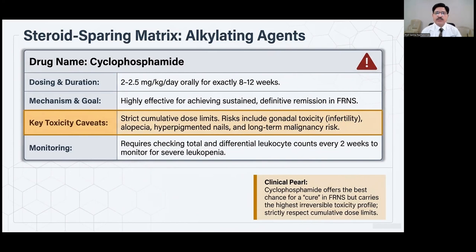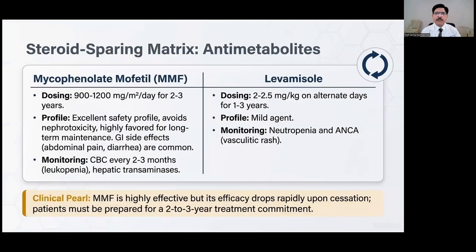Monitoring requires checking total and differential leukocyte count every 2 weeks for monitoring the leukopenia. Cyclophosphamide offers the best chance for cure in FRNS, but carries the highest reversible toxicity profile. It gives the best chance for cure, but the highest toxicity profile among all the drugs. Now, steroid sparing matrix, anti-metabolites. What are they? Mycophenolate mofetil, levamisole.